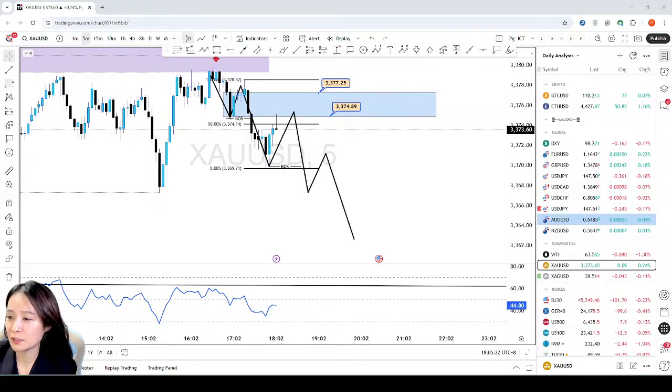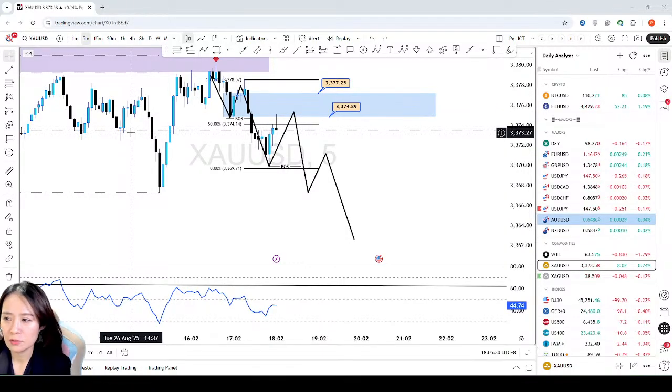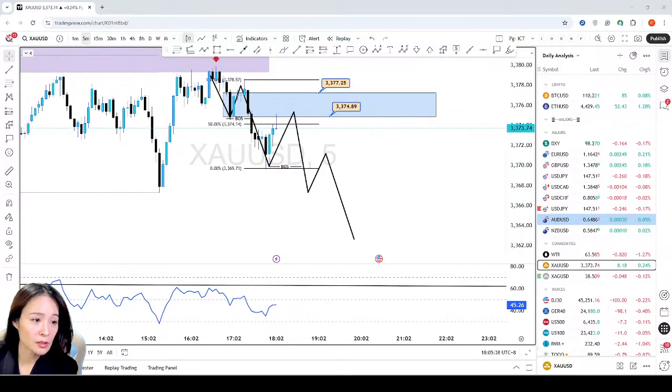Yep, now it's falling. How many pip? Almost 20 pip. Let's see if it's gonna fall here or not. Any one of you sell? Happy for you. Okay, 20 pip, doing good.